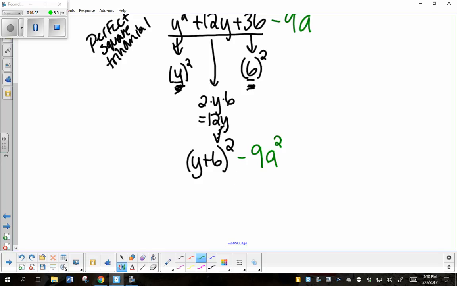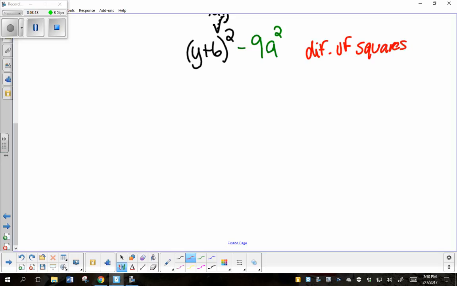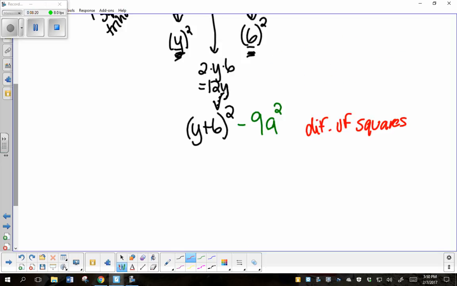So now I have 2 terms. There's a minus in between them, so it's a difference, and I think it's a difference of squares. The first is exactly what it says, it's y plus 6 squared. And the second one is 3a times itself. 3a times 3a is 9a squared. So what I have here is a difference of squares.